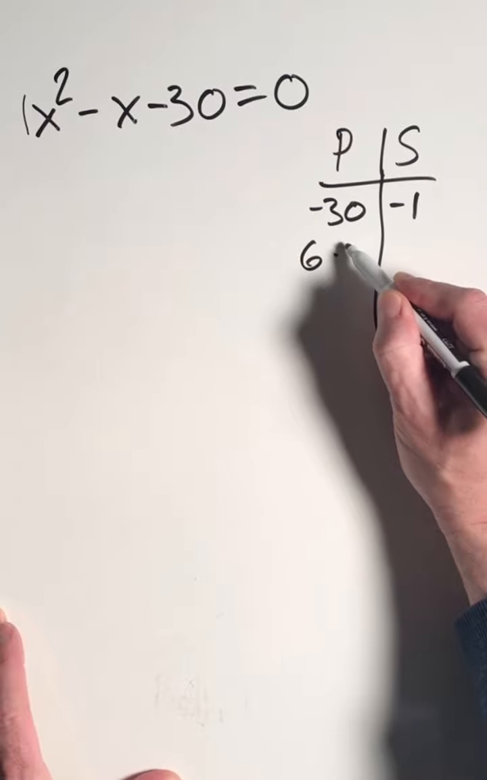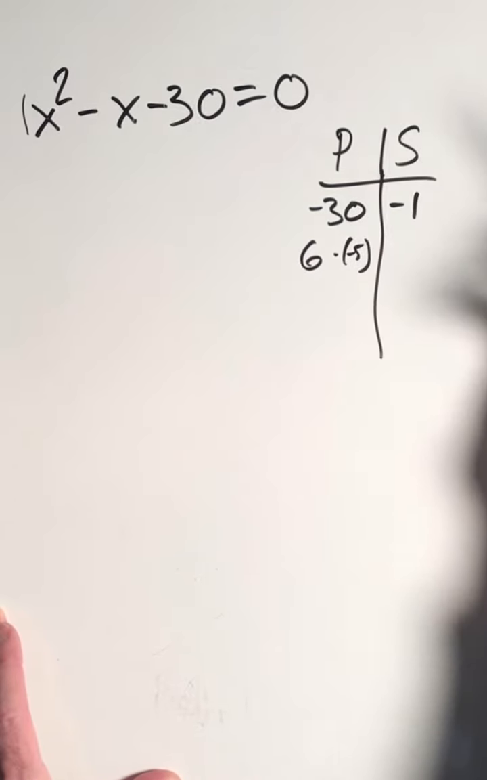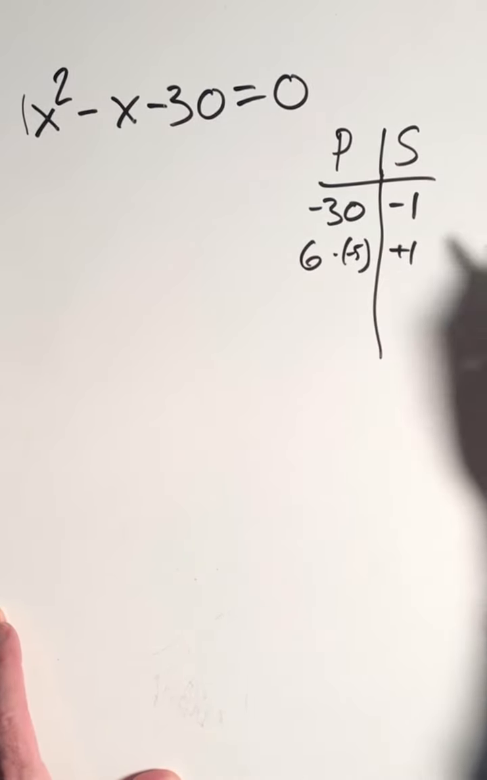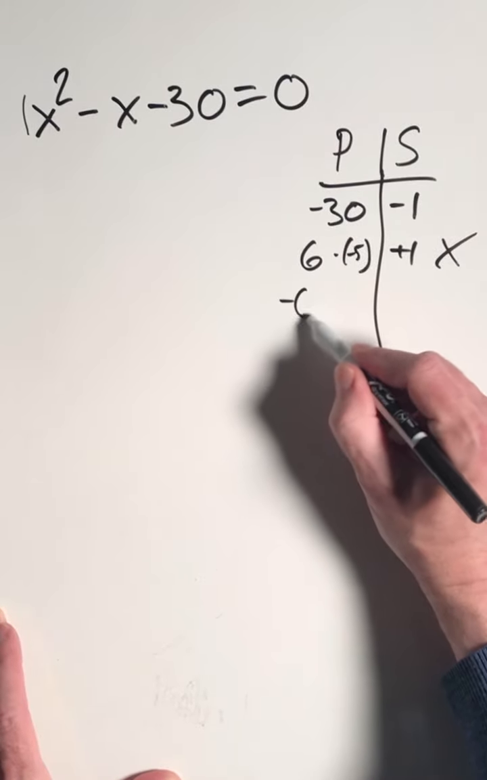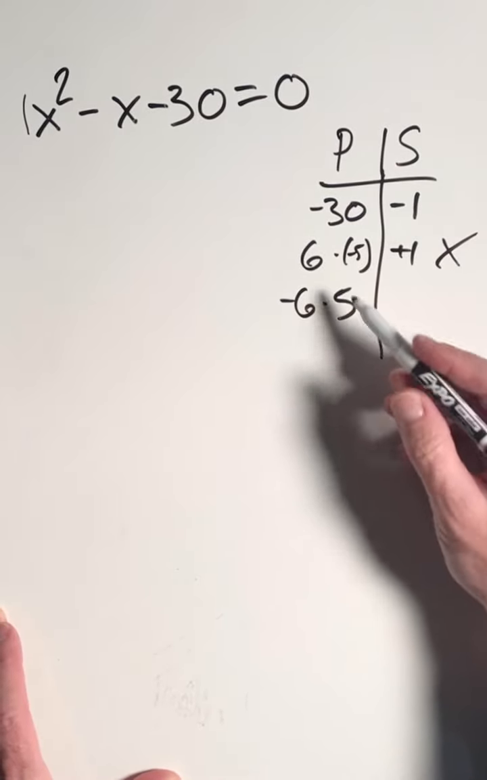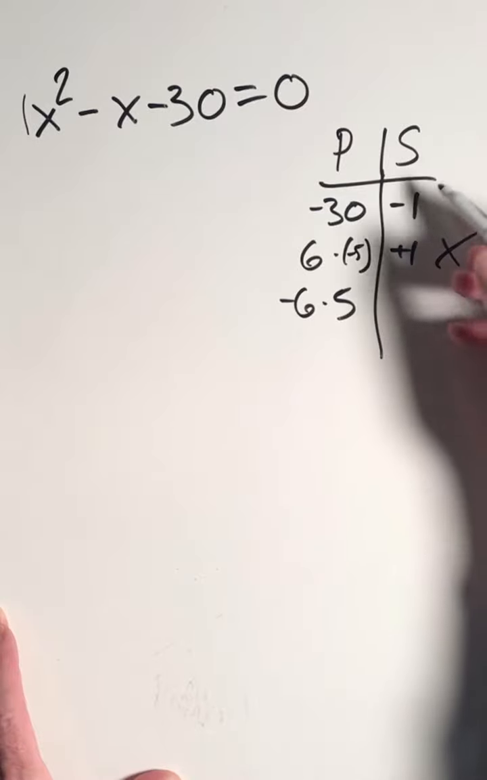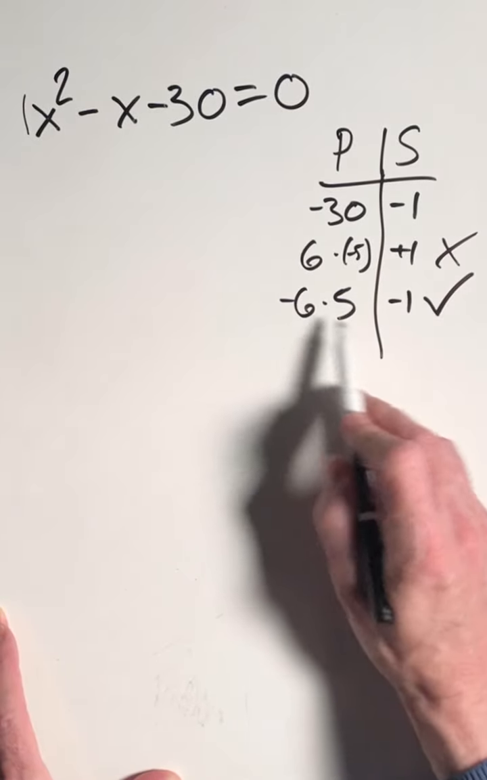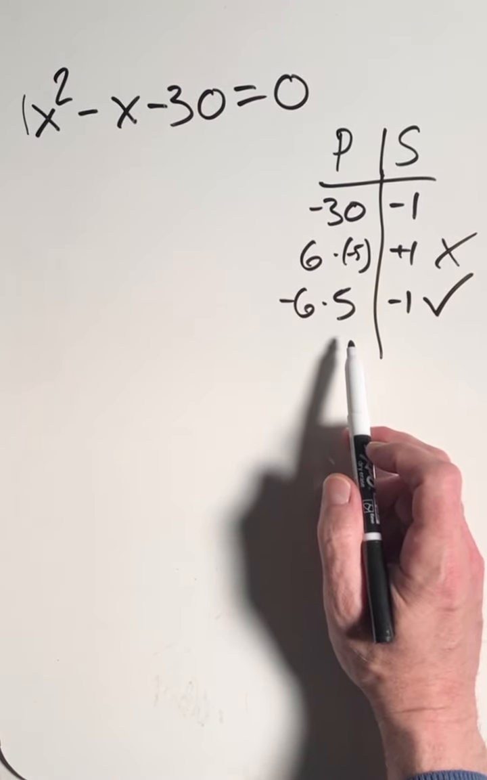Well, I know that 6 times negative 5 multiplies to negative 30, but that sum is positive 1. That's not going to work. So now I can look at negative 6 times positive 5, which is a product of negative 30 and a sum of negative 1. So these are the two numbers that this would factor into.